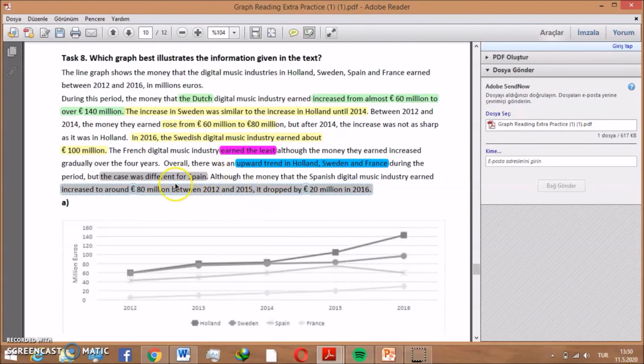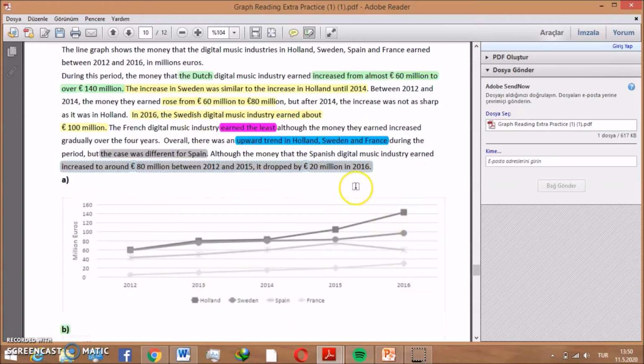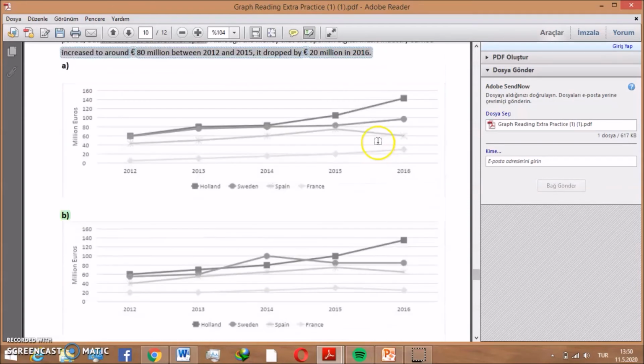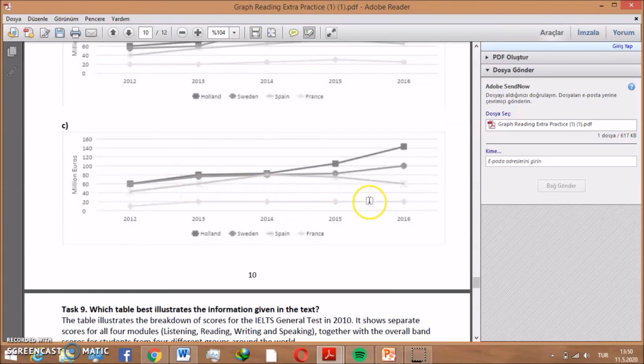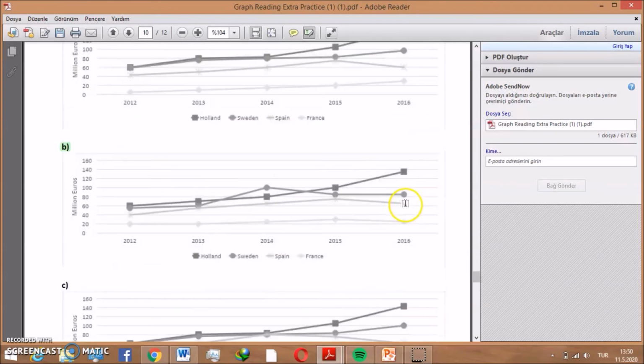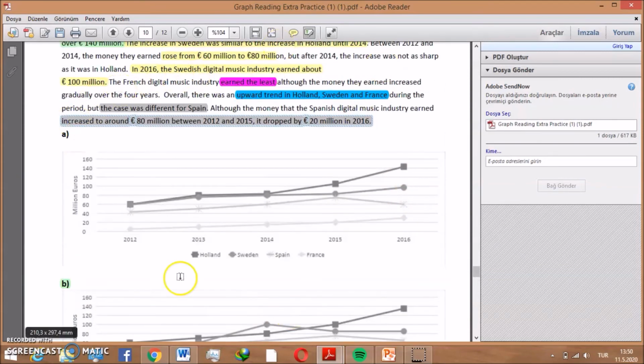But let's go on. It says it dropped by, it means the difference. It doesn't drop to 20 million, it dropped by 20 million. So 20 million in 2016. It means it dropped to 60 million because the difference should be 20 million. So let's check A. Yes, after 2015, it drops to 60. But here, after 2014, it drops to 60. So therefore, our answer is A.